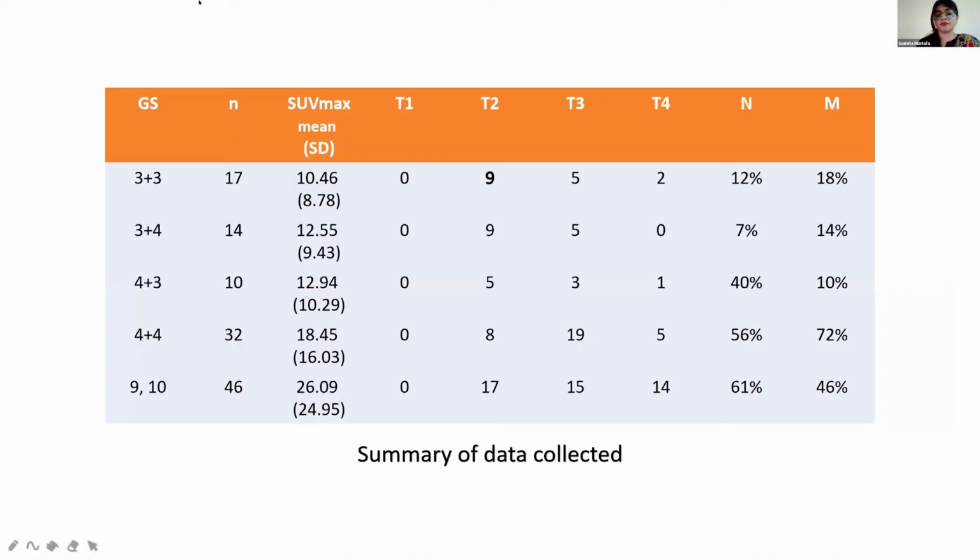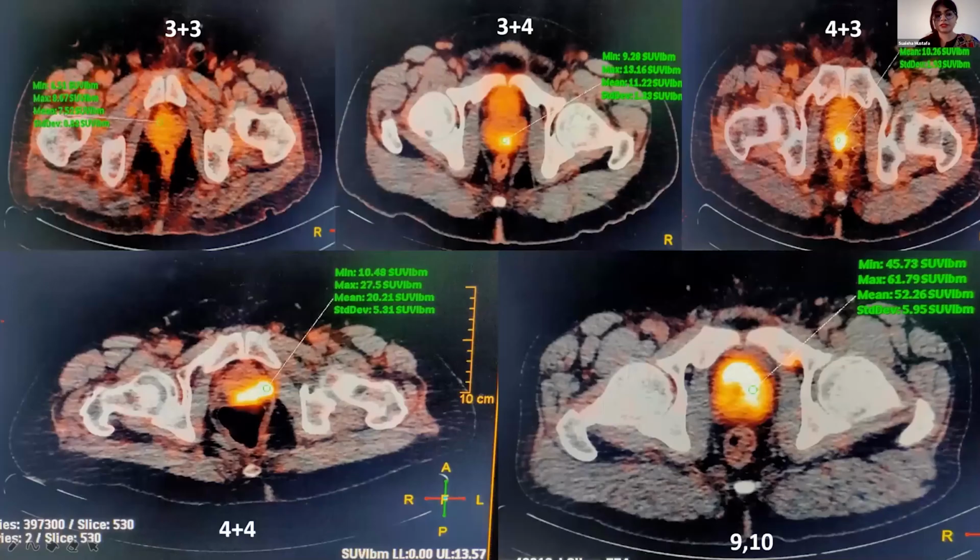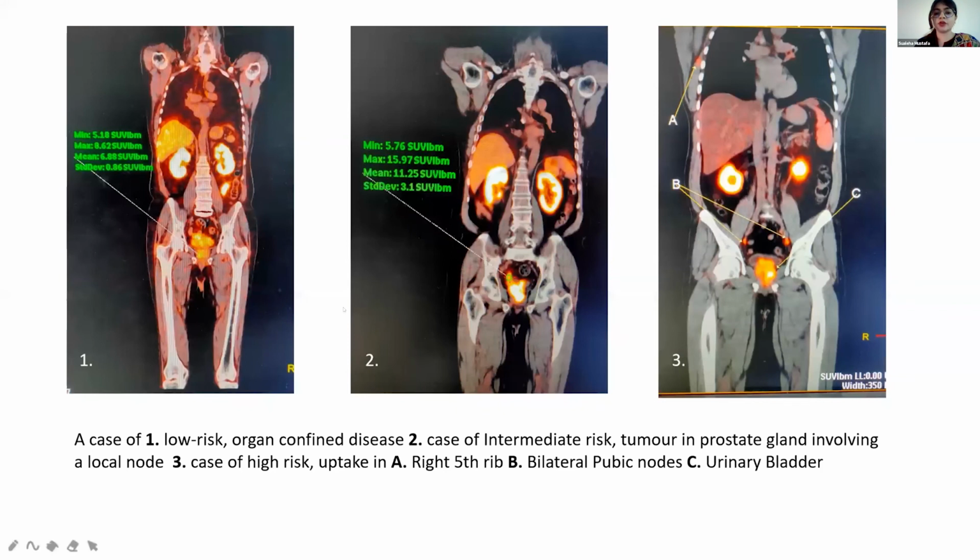Okay, so if we compare the TNM staging with Gleason scores, we can see the majority of the more aggressive group are T3 and T4, and in the least aggressive we have T2 and T3. And these are representative cases of each group. We can see that in grade 9 and 10, the SUV is 52.26, while in the least aggressive group it is 7.52. So there is a drastic difference in SUV: as the tumor is getting more aggressive, the SUV is getting higher and higher.